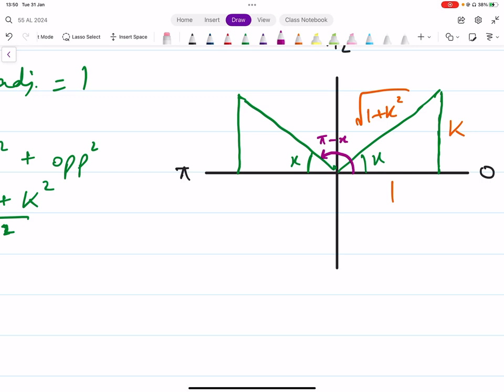So it's a triangle that's congruent to that first triangle, exactly the same. Base भी वही है, hypotenuse भी वही है, perpendicular भी वही है. Everything is the same, but now it's in the second quadrant. That's all that has changed.